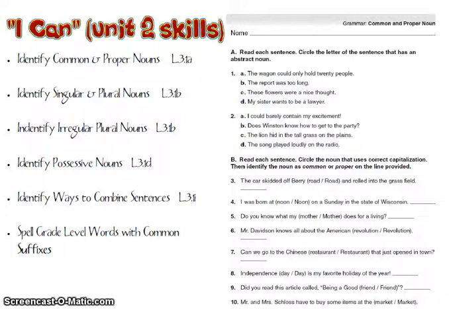I don't care if you use pen, colored pencil, or highlighter. Listen carefully to what you need to do. Remember what your skills were for this week. We're going to identify common and proper nouns. You should be able to identify singular and plural nouns, irregular plural nouns, and possessive nouns. You're going to identify ways to combine sentences, and of course, spell grade level words with common suffixes.